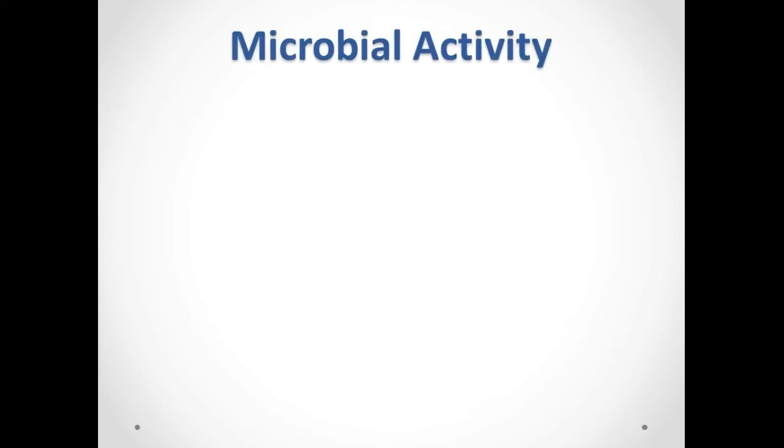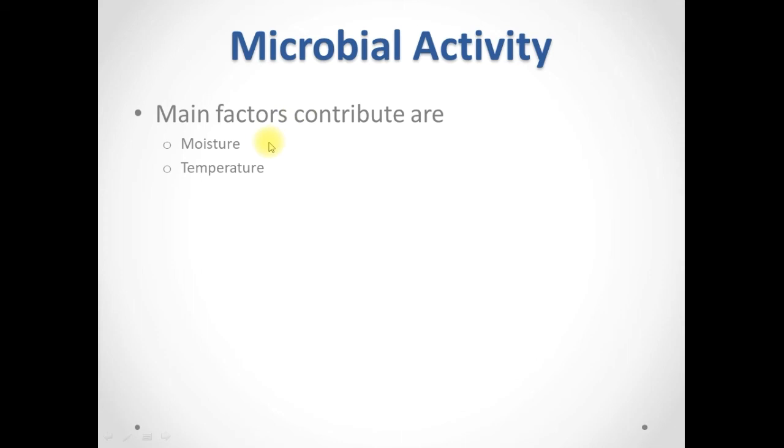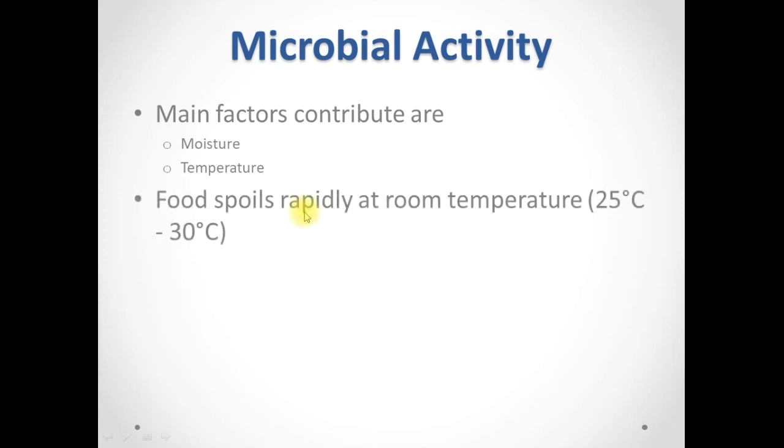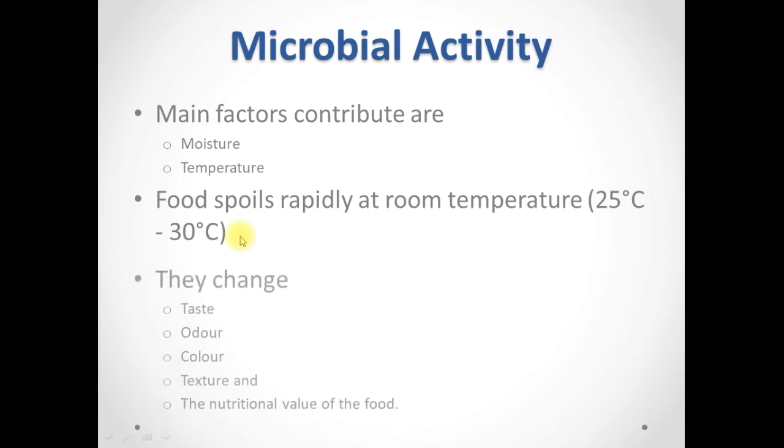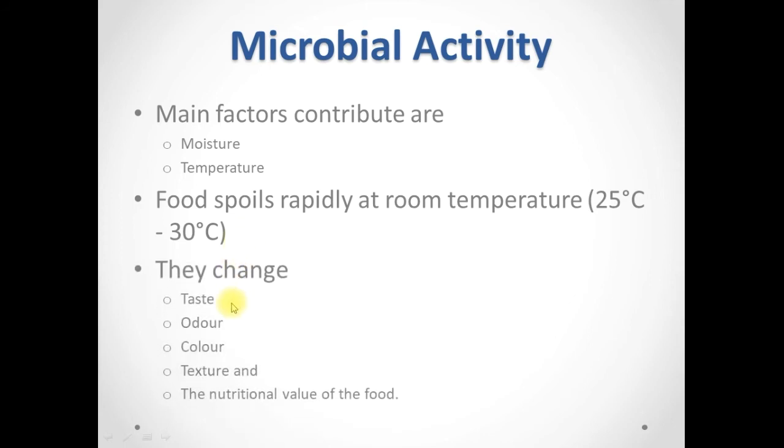Let's explore more about microbial activity. Moisture and temperature are the main factors that contribute to microbial activity, and the food spoils rapidly at room temperature, that is between 25 degrees Celsius to 30 degrees Celsius. They change taste, odor, color, texture, and the nutritional value of the food.